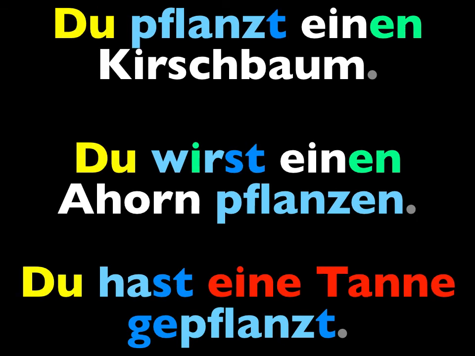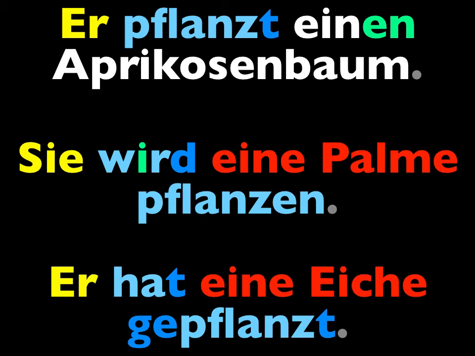Say, you're planting a cherry tree, you will plant a maple tree, and you planted a fir tree. Du pflanzt einen Kirschbaum. Du wirst einen Ahorn pflanzen. Du hast eine Tanne gepflanzt. Say, he's planting an apricot tree, she will plant a palm tree, and he planted an oak tree. Er pflanzt einen Aprikosenbaum. Sie wird eine Palme pflanzen. Er hat eine Eiche gepflanzt.